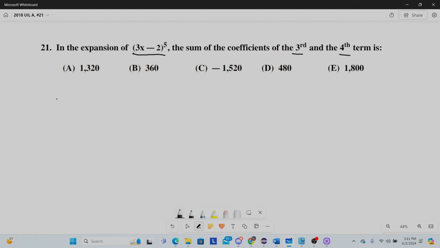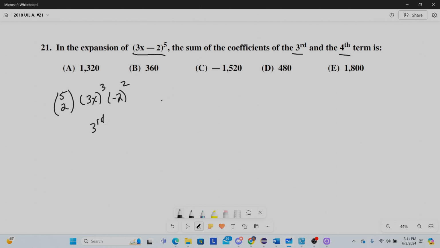And so applying the binomial expansion theorem, the third term, keep in mind, is 5 choose 2 because it starts with 5 choose 0. So 5 choose 2, the first one raised to their difference, the second one raised to the bottom. And that's the third term.